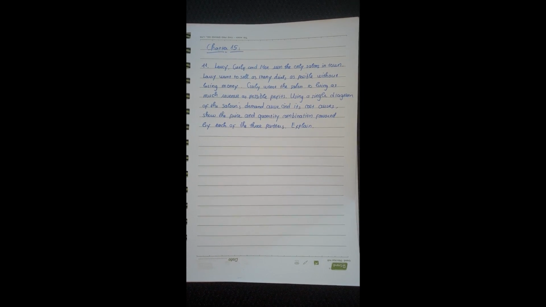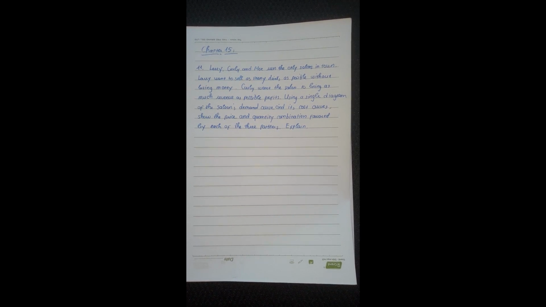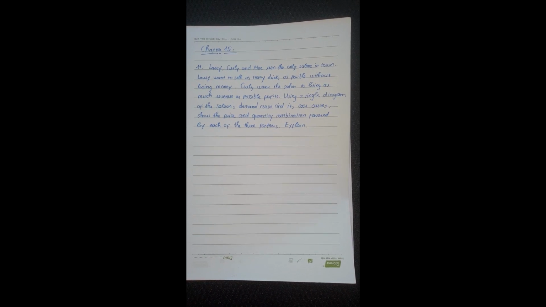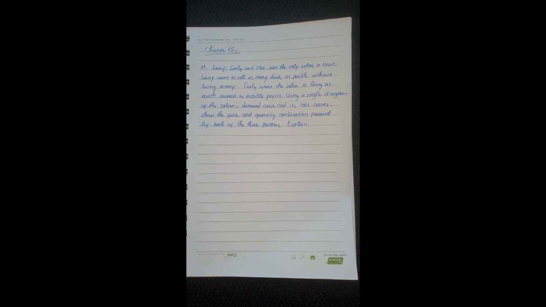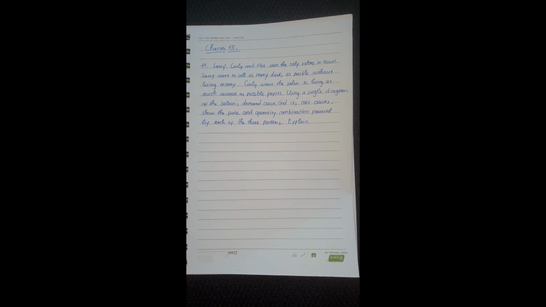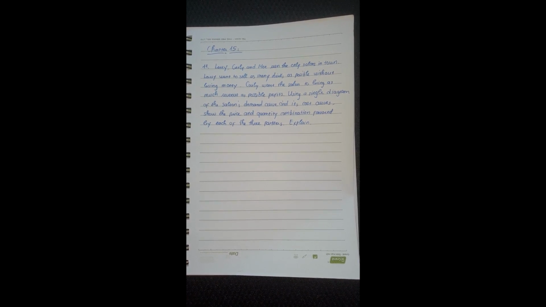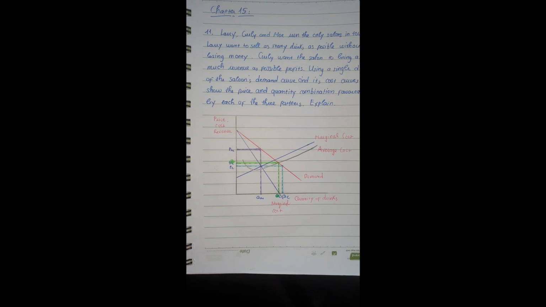Hello, and this is chapter 15, question 11. Larry, Curly, and Mo run the only salons in town. Larry wants to sell as many rings as possible without losing money. Curly wants the salon to bring as much revenue as possible. Using a single diagram of the salon's demand curve and its cost curve, show the price and quantity combination favored by each of the three partners. Explain why.